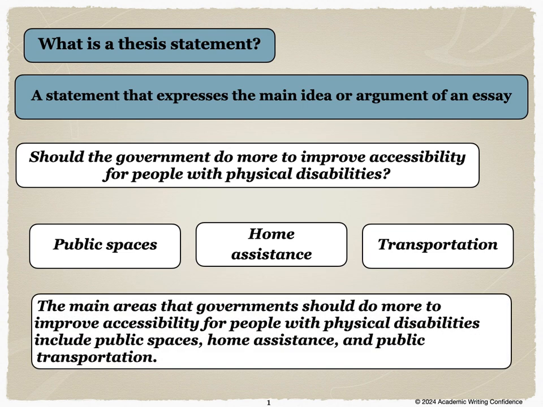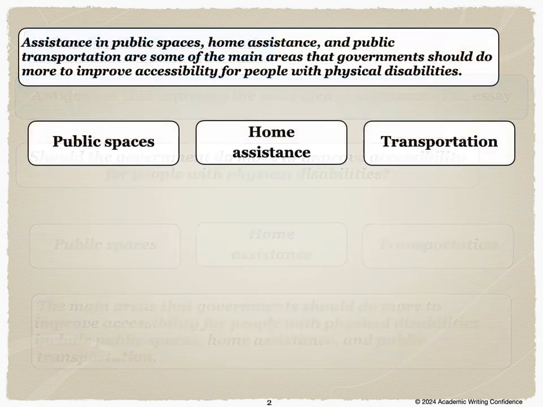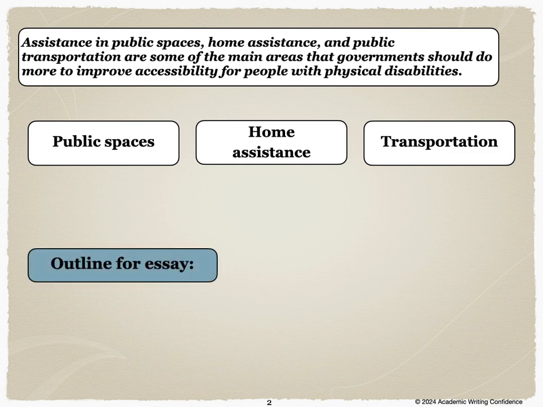The main areas that governments should do more to improve accessibility for people with physical disabilities include public spaces, home assistance, and public transportation. You now have your thesis statement with your 3 main ideas. You can use these ideas to form an outline for your essay.